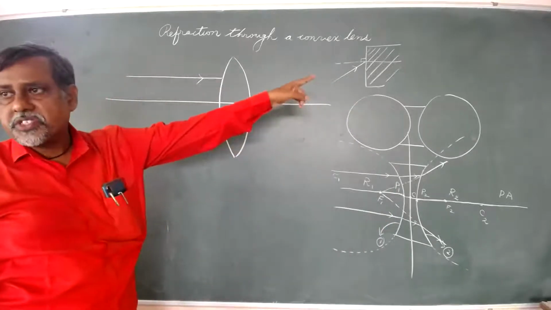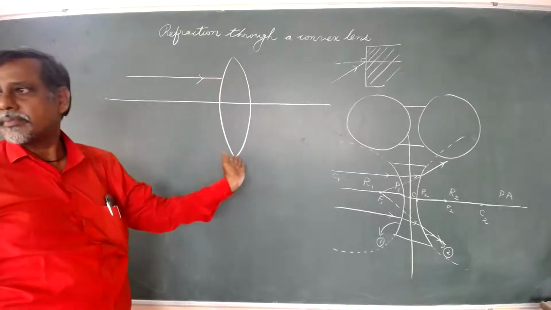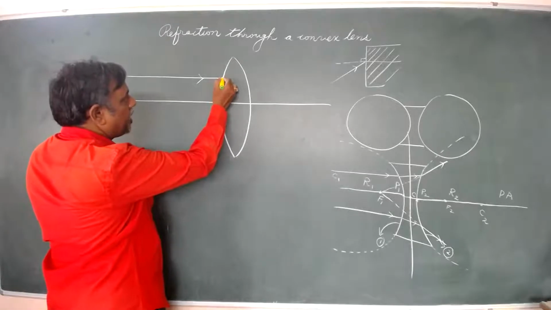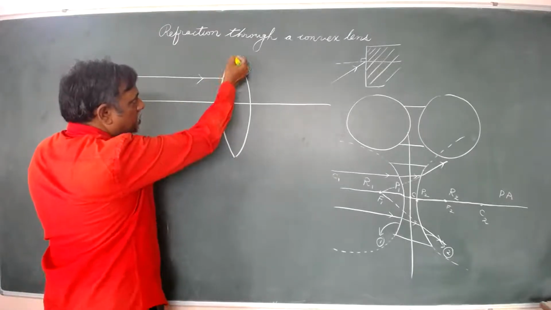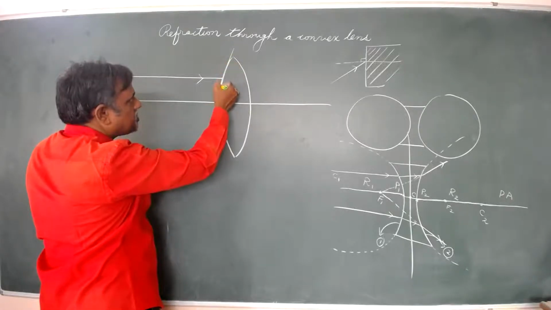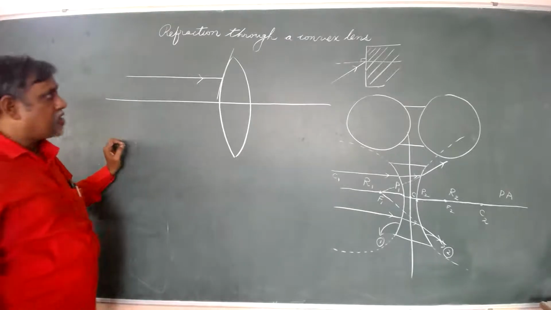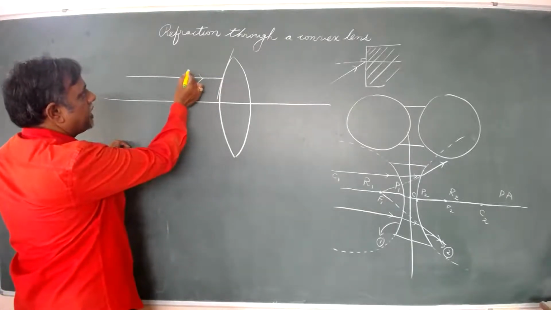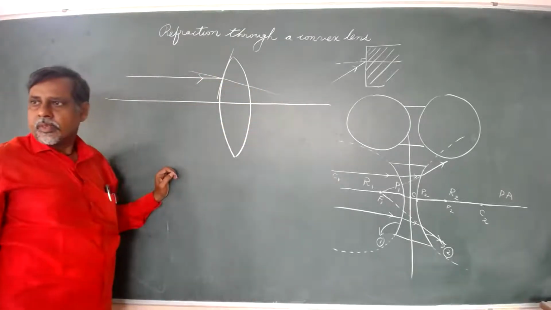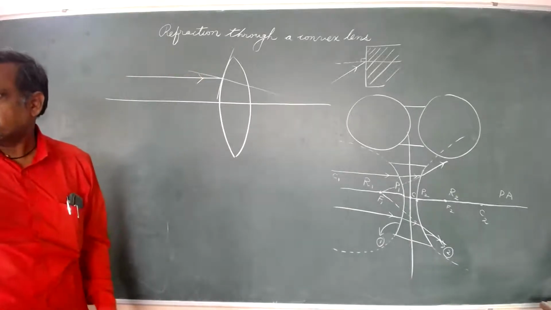But that possibility is not there in the case of this lens because this is a curved surface. In such cases, we take one point on this curve, and through this point you need to draw one tangent. This becomes a tangent. To that tangent, you need to draw one perpendicular. That perpendicular becomes the normal.